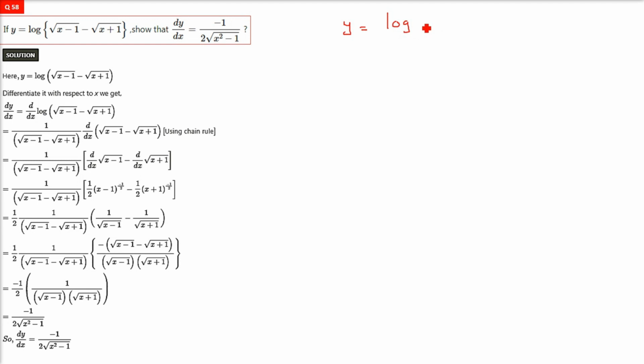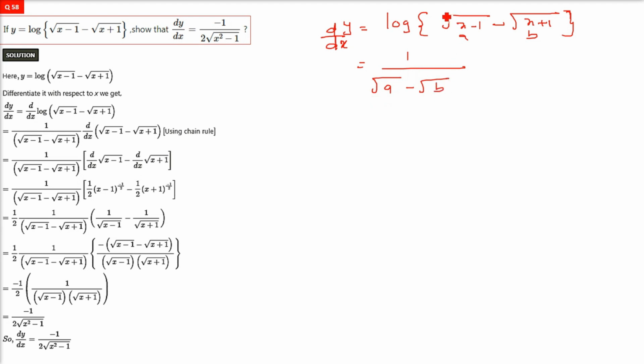y is log of this term. So please remember, dy by dx is only the differentiation, f dash x or dy by dx. These are the same thing. So we have y is equal to log of under root x minus 1 minus under root x plus 1. Alright. So when you take dy by dx, that is the differentiation, log of anything will be 1 by that thing. So 1 by, just assume it to be a and b to save time, under root a minus under root b.